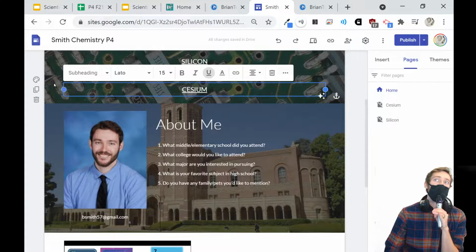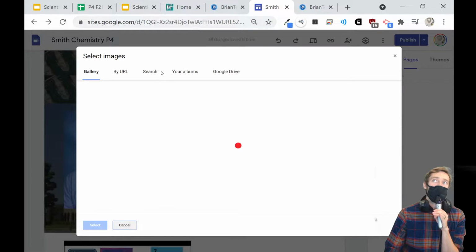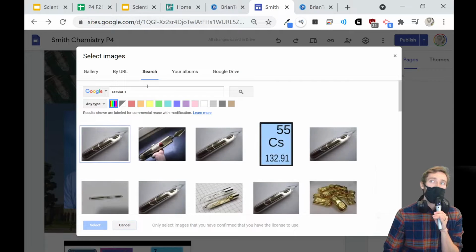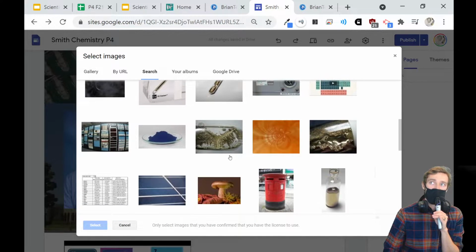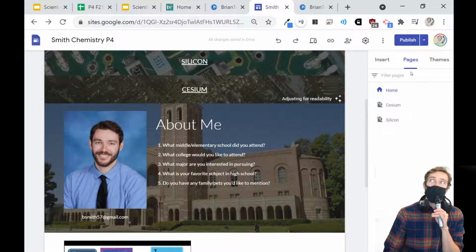And just like all the other chemicals that we do, I want you to select an image, and search for something that looks like cesium. I'm just going to find some cesium. I like this. I'll use this. And now we're ready to go for our cesium page.